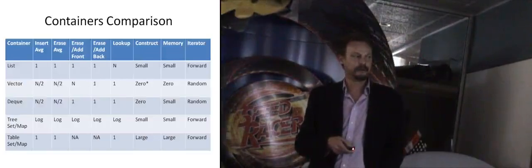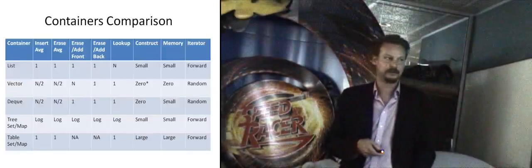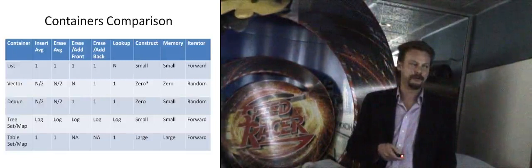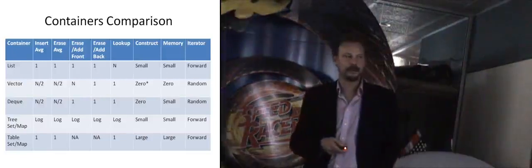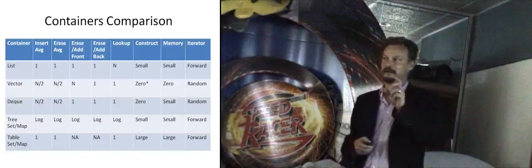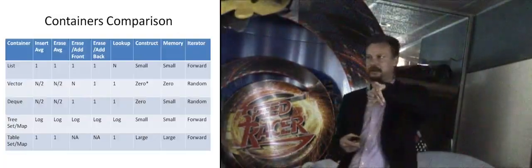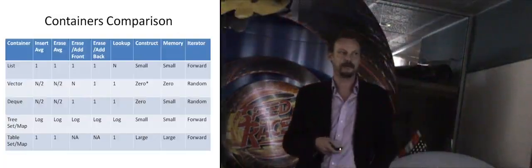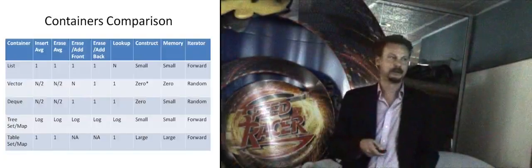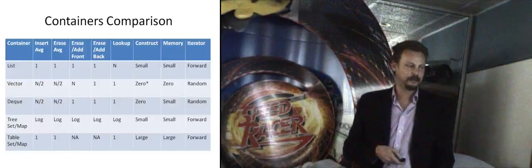Construction time is effectively 0 for a vector, it's just got to initialize the pointer. Memory overhead for a vector is 0. Memory overhead for a list is negligible. Every node that you allocate has to have a forward and back pointer in that node as well as your value type. So you've got 8 bytes of overhead per element in a list, whereas for a vector you've got no overhead per element. And the iterator type for vectors is random.